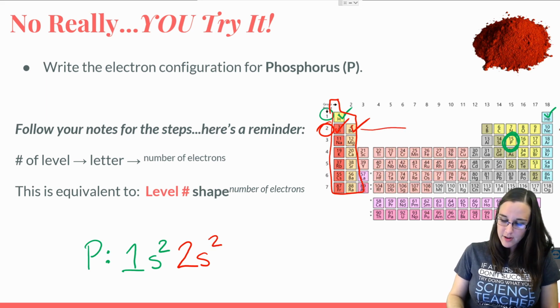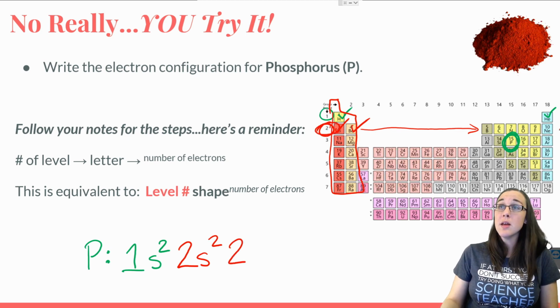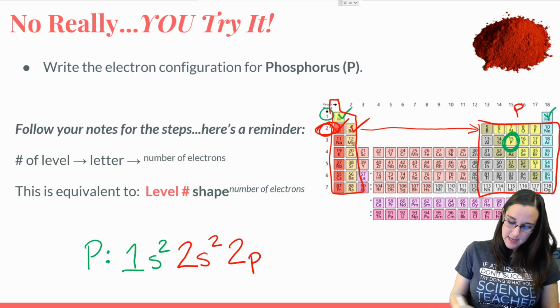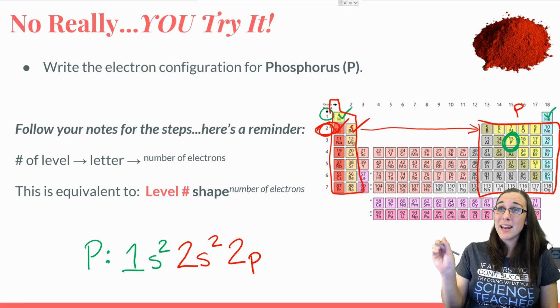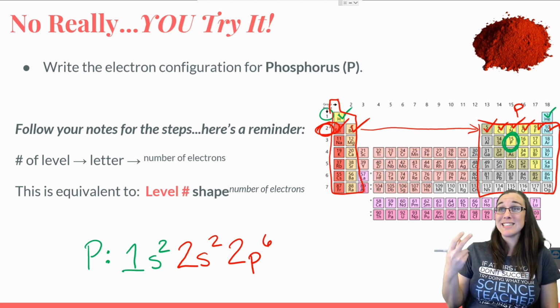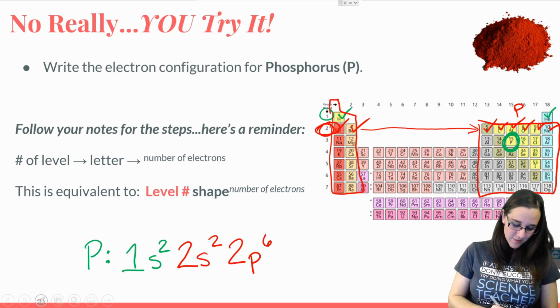Since I still haven't gone down yet, I'm still in level 2, so I'm going to write 2. But now I'm in a different shape. I'm in the P shape. So I'm going to write P. And now I need to count how many are in the P there. 1, 2, 3, 4, 5, 6. Convenient that there's exactly 6, and that's the max that can fit in the P block.